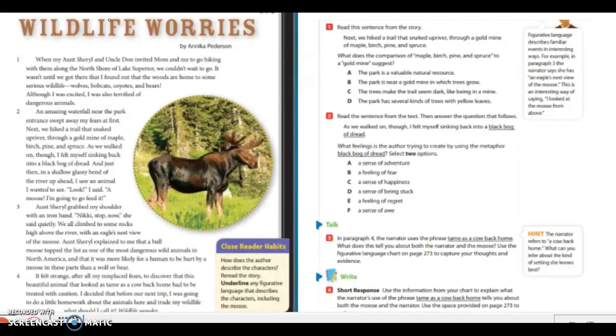While we read, I want you to listen for figurative language, like similes, metaphors, or personification, and if you see any, go ahead and write the paragraph number on your paper.